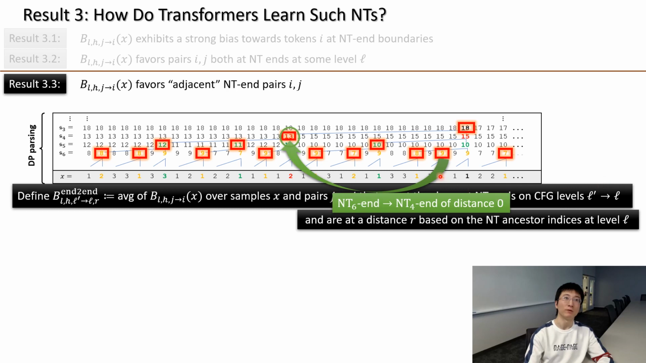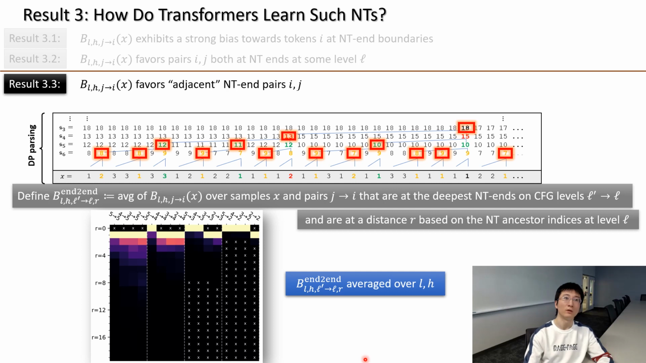But if I go from here to there, then it's NT6 to NT4, but it's of distance 0 because I use the destination level as the count for the distance, and the distance is 0 because I do not need to jump over anybody on level 4. But if I go from here to there, I say the distance is 1 because I need to jump over 1 NT-end at level 4. So that's my definition of the distance.